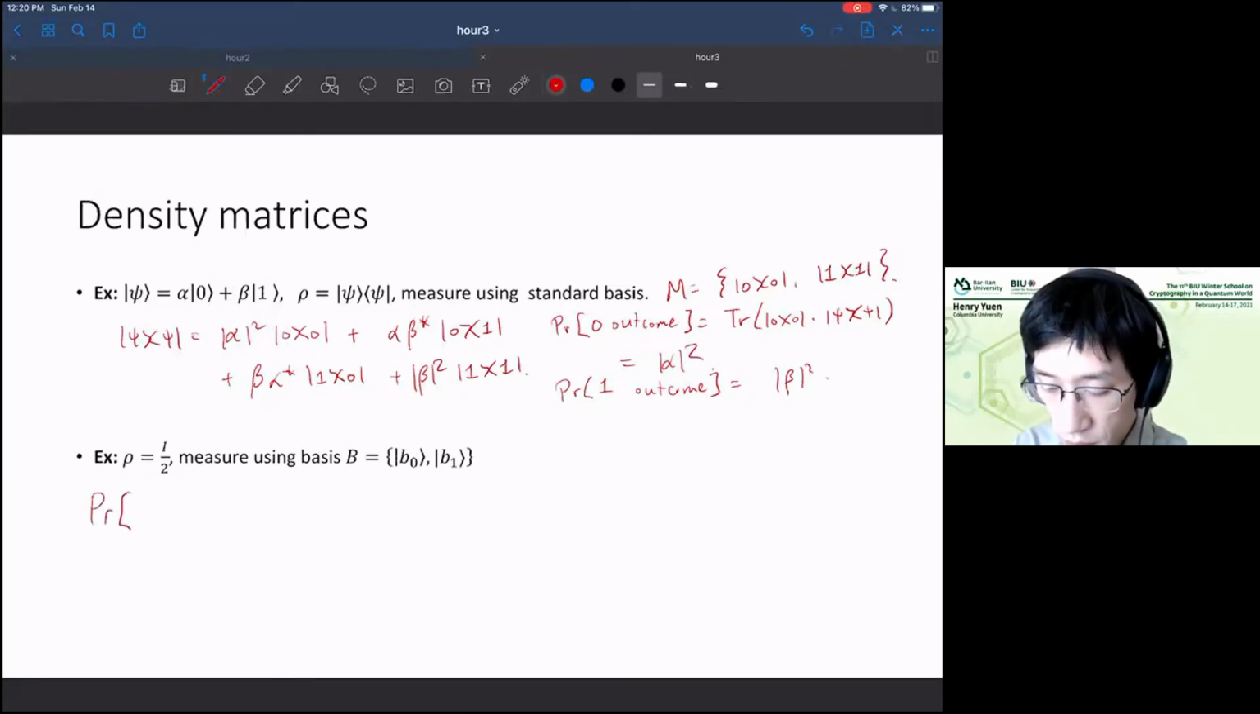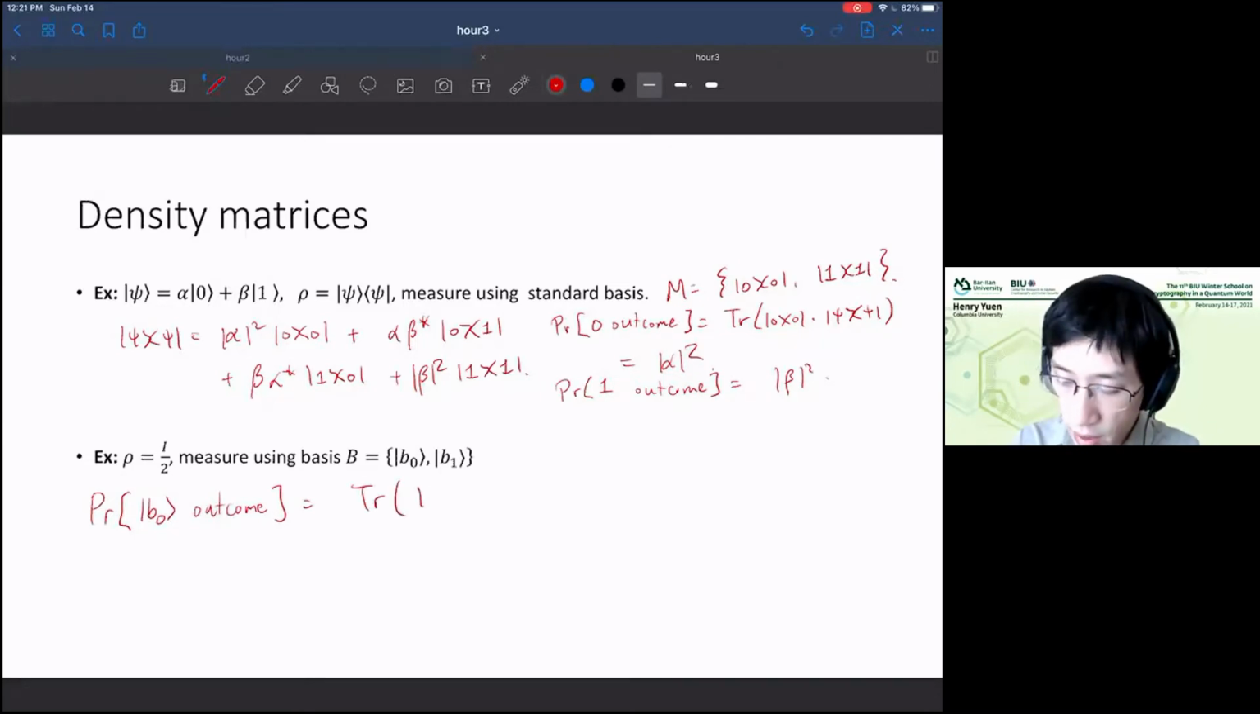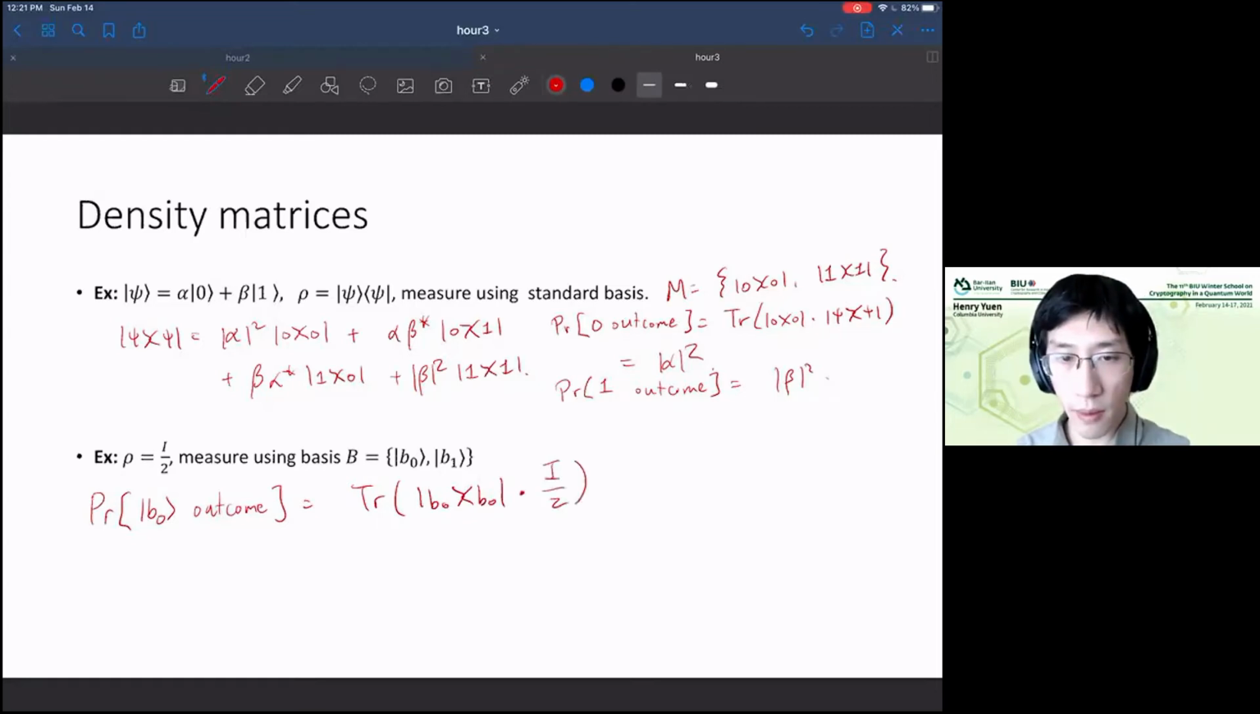So the probability of the B0 outcome is, well, what's the rule? We take the trace of the outer product of B0, that's the projector corresponding to this outcome, times this density matrix, which is I over 2. Well, the identity matrix leaves this outer product the same. So this is 1/2 trace of B0, B0, which is 1. And so this is just equal to 1/2.